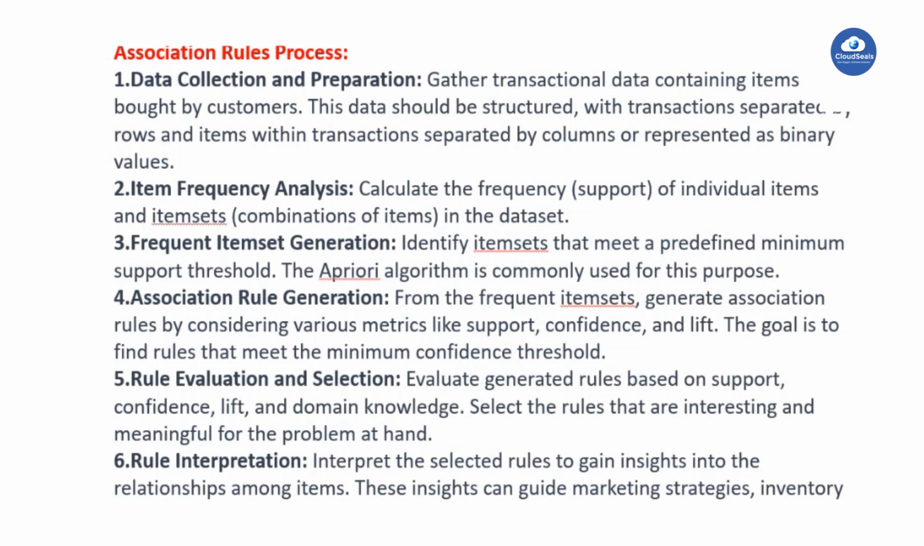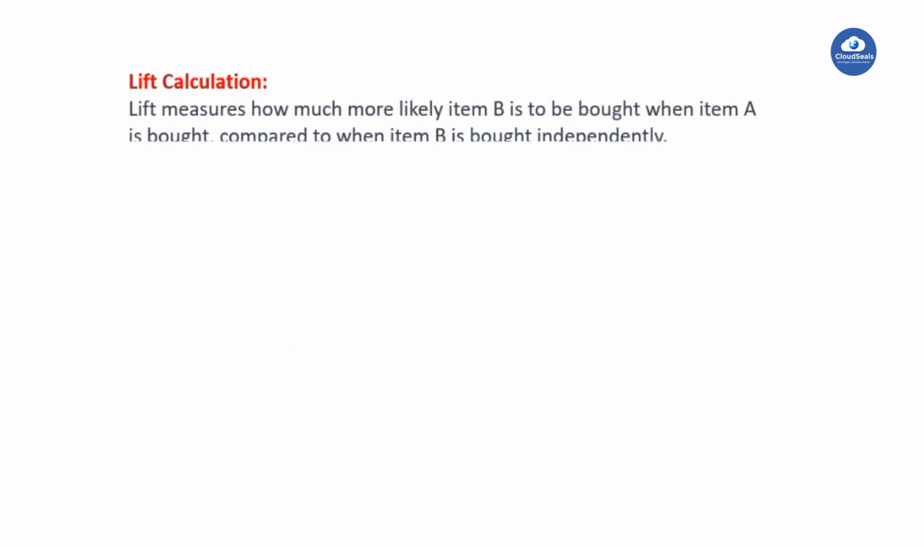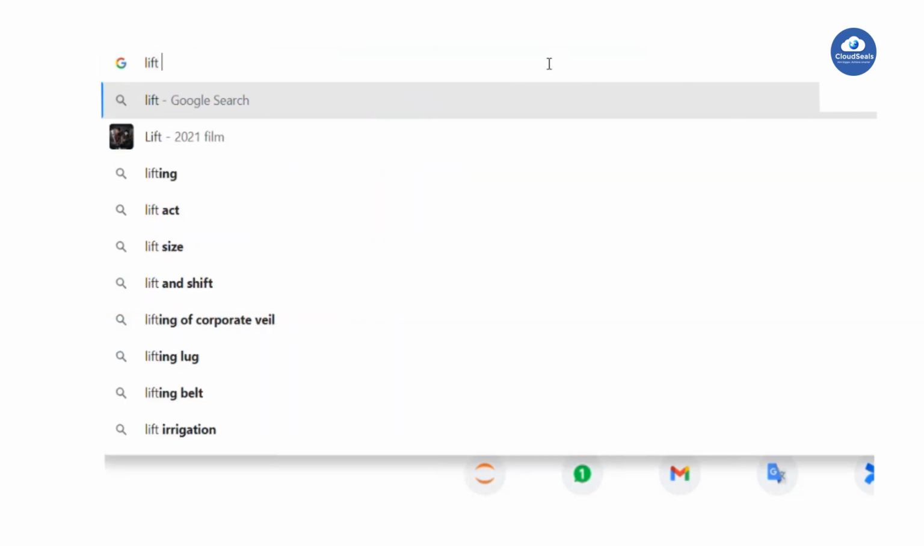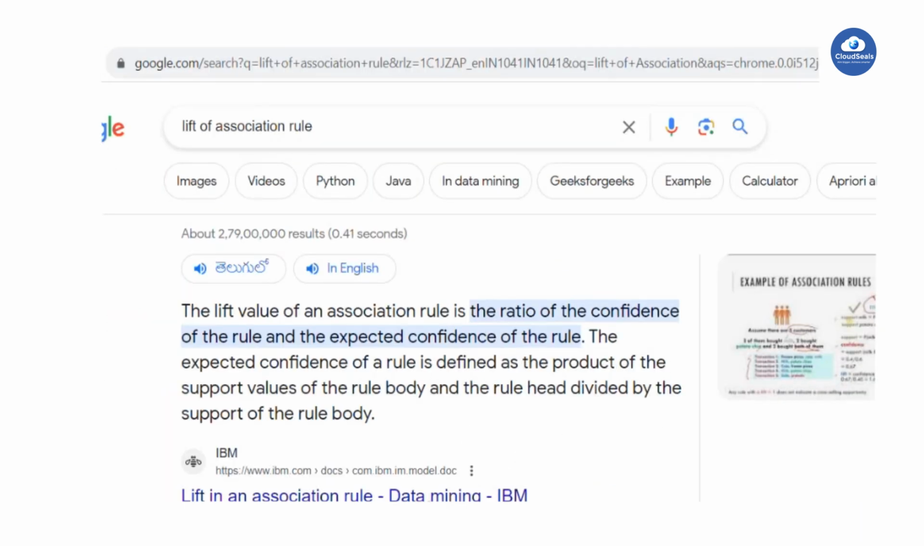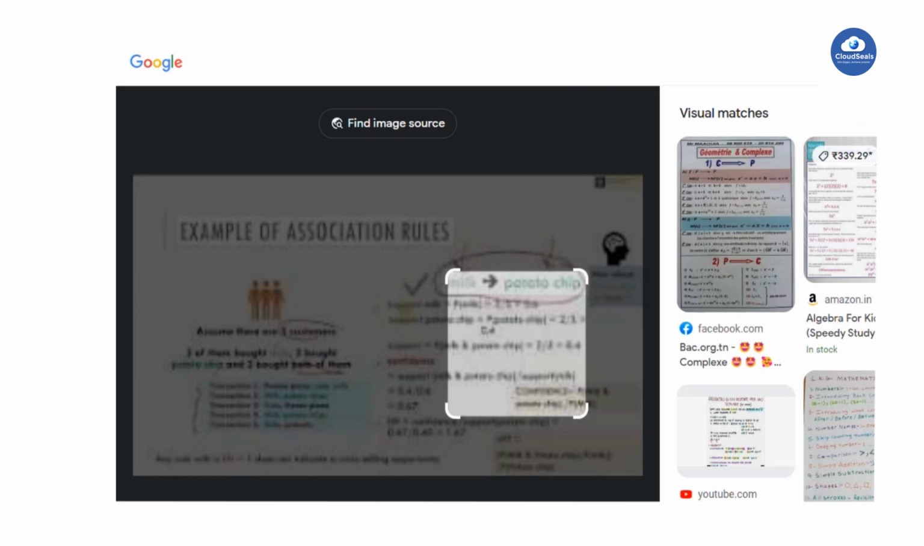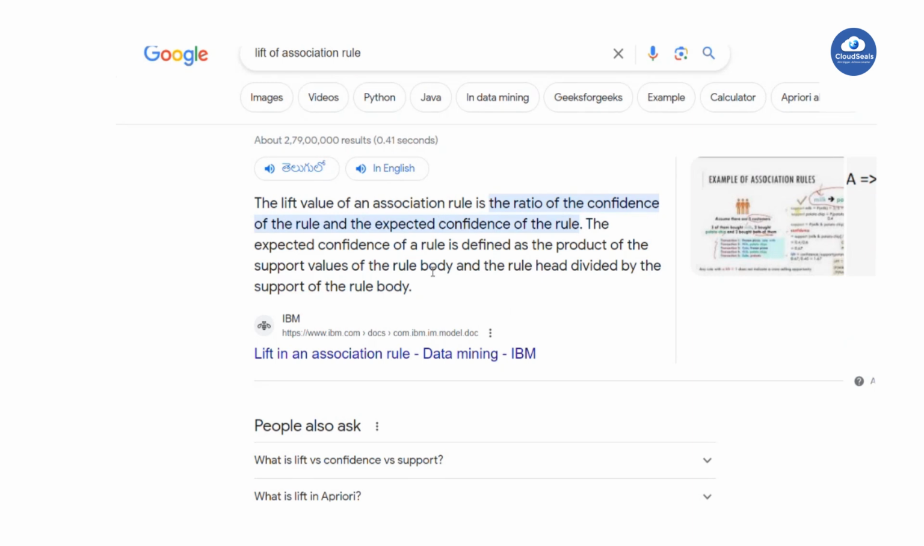I just wanted to ask about the application of the lift. In the confidence, we are able to understand that by buying A, the probability of buying the other item B will increase. But what does the lift calculation tell us actually? We'll explain clearly here. Or is lift the final value we have to calculate? Yes, this is the final value based on the lift.